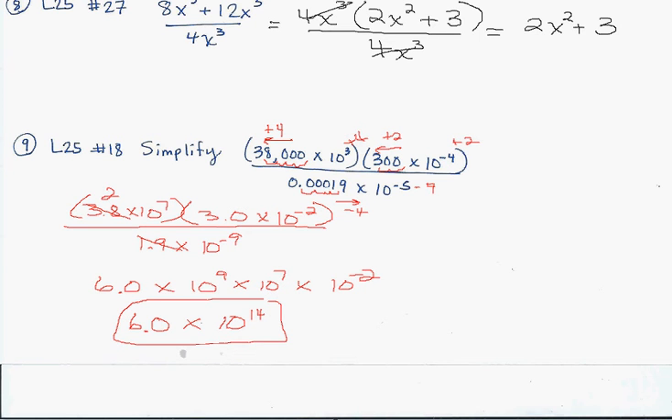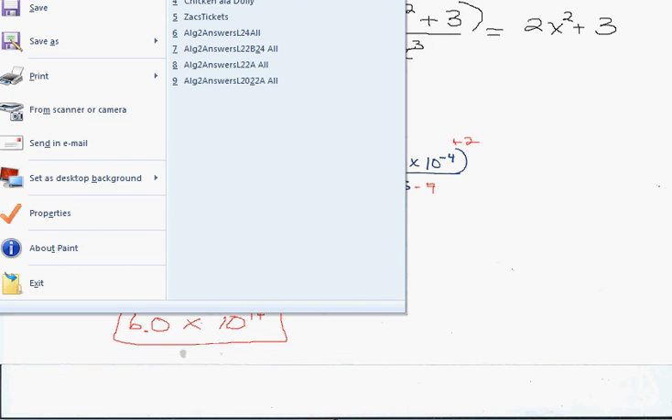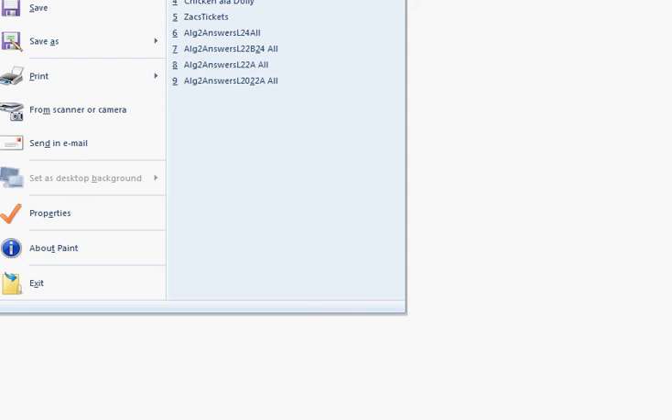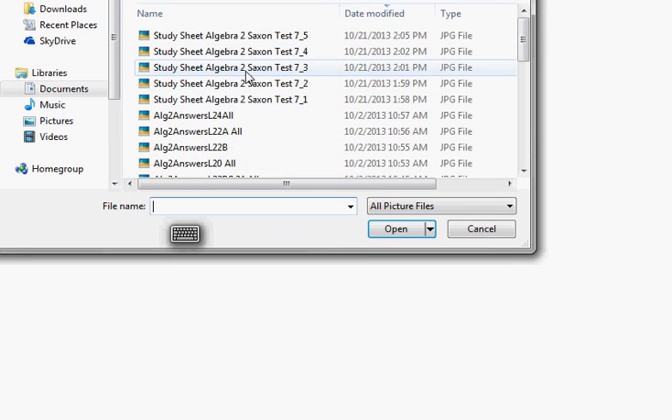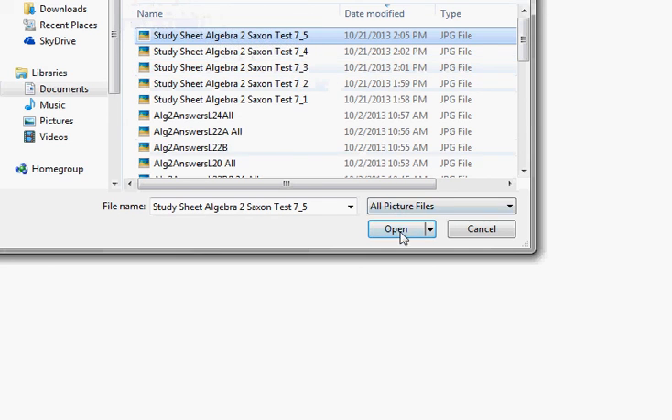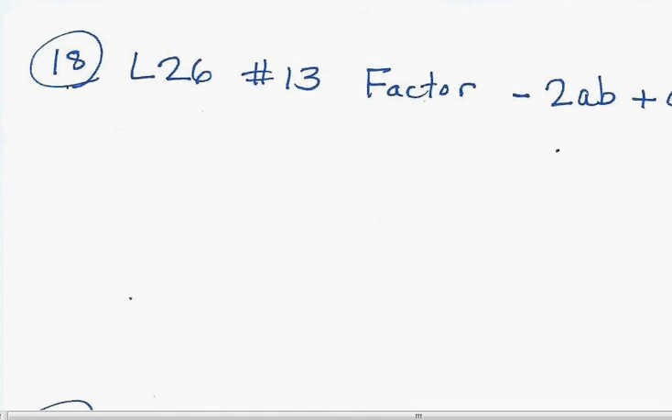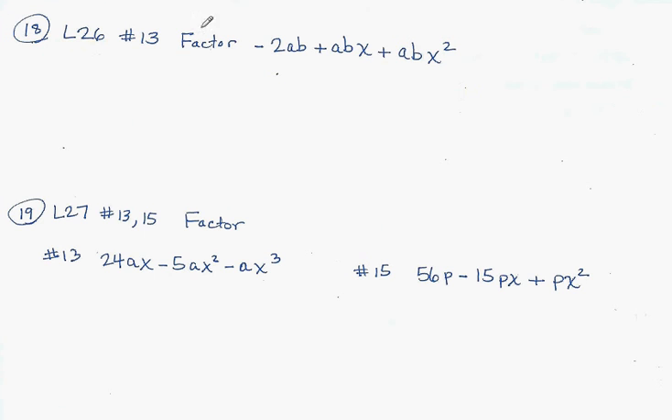Alright, let's move to the last sheet. Here we go. Number 18. These are the fast ones anyway. This one's just to remove the common monomial factor. So we're going to look, there's an A in all of these, right? So I can take out an A. Is there a B in all of them? Yes, I can take out a B.